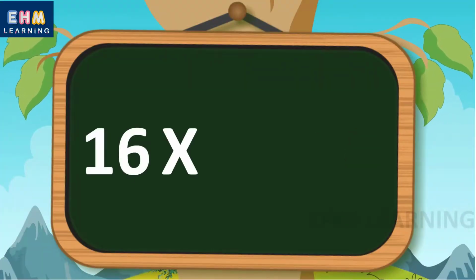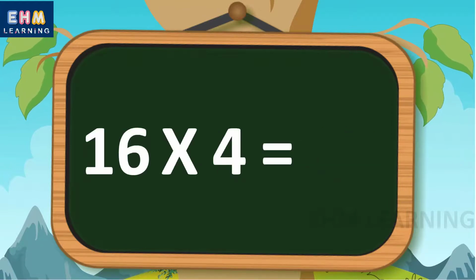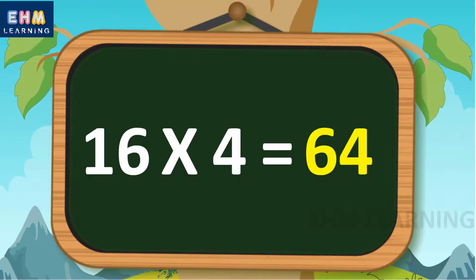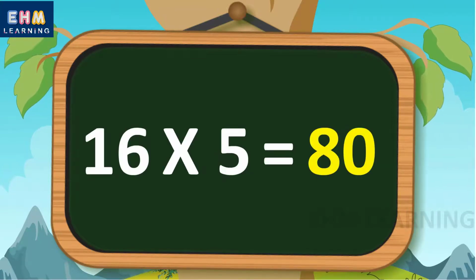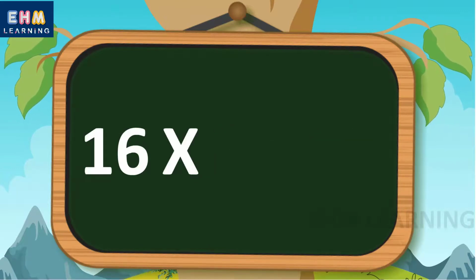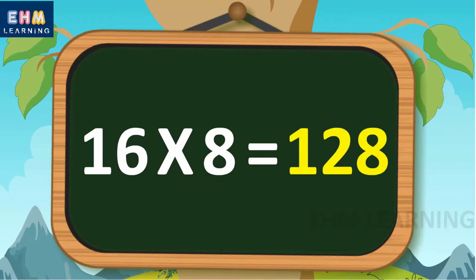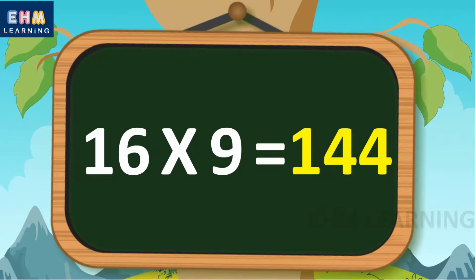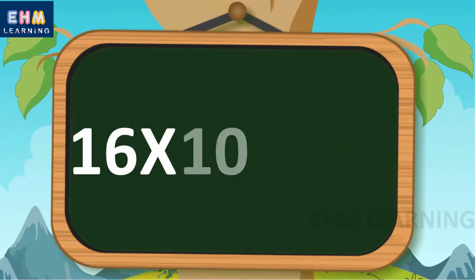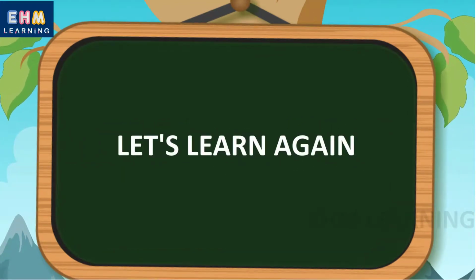16 ones are 16. 16 twos are 32. 16 threes are 48. 16 fours are 64. 16 fives are 80. 16 sixes are 96. 16 sevens are 112. 16 eights are 128. 16 nines are 144. 16 tens are 160. Let's learn again.